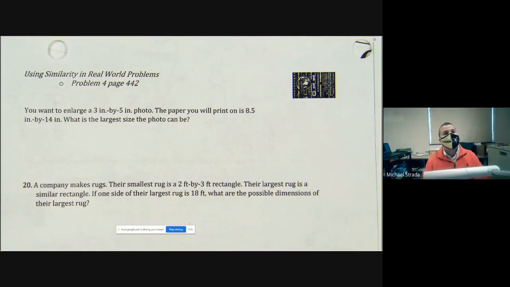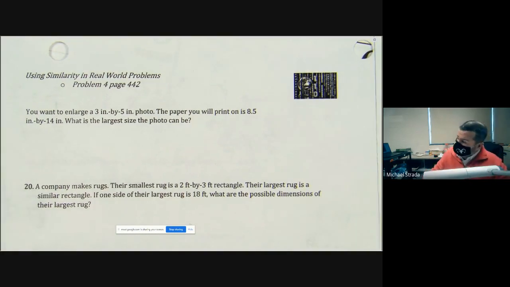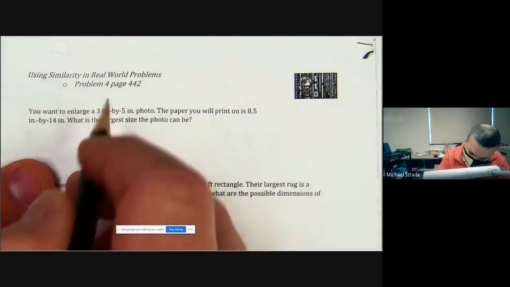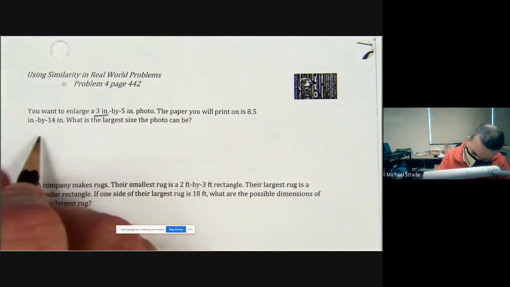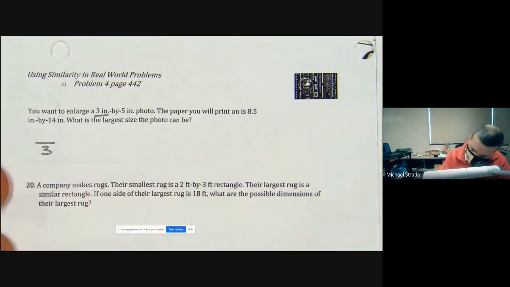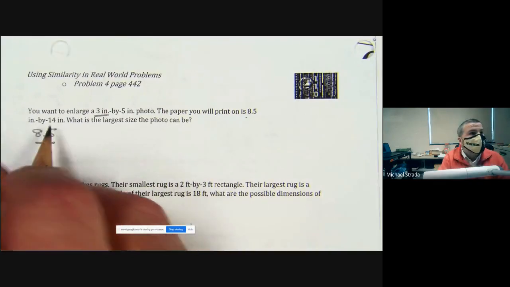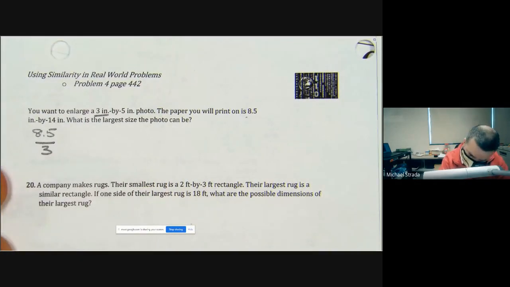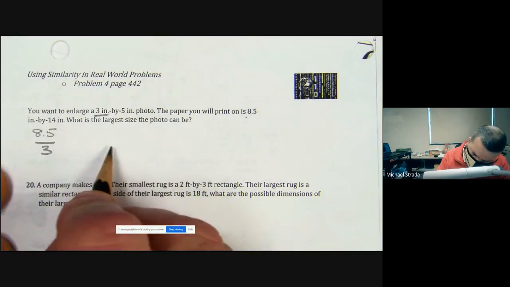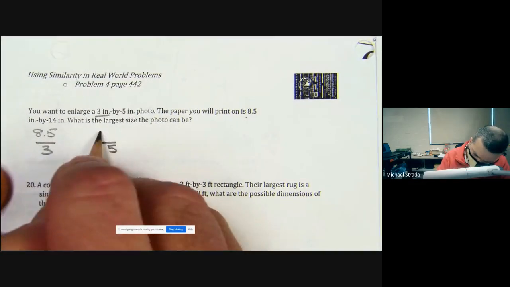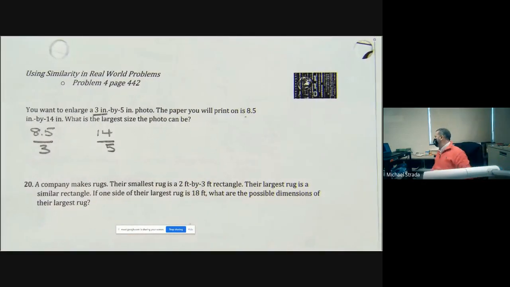So this is what you're going to do. You're going to figure out an appropriate scale factor. To do that, you match up corresponding sides. When I say that, the photo's small side is 3 inches. The paper's small side is 8.5. So it's 8.5 over 3. The photo's longer side is 5. The paper's longer side is 14. You set up two ratios. You're not going to set them equal to each other because you're trying to compare them now to be able to figure out which one's appropriate.